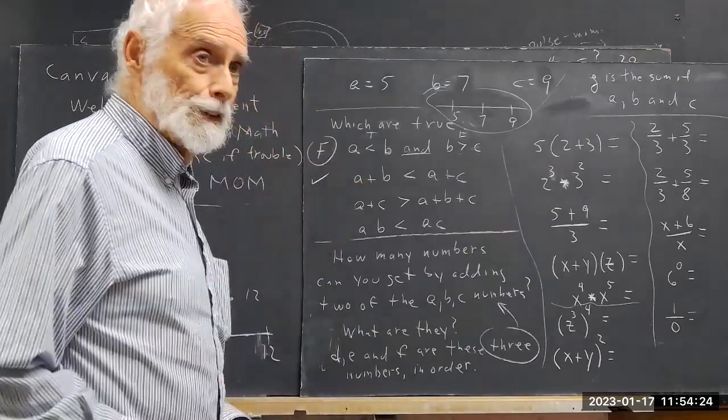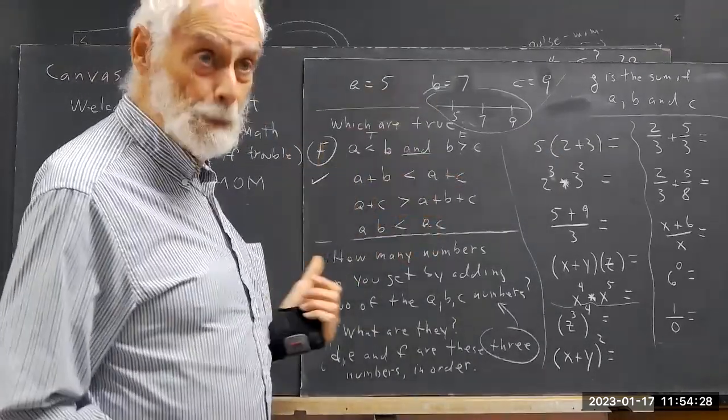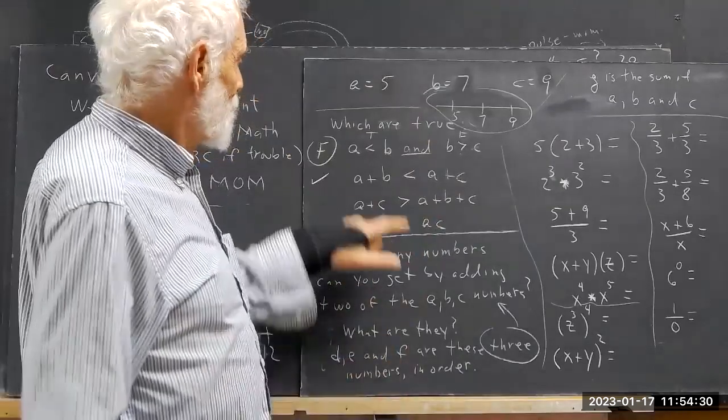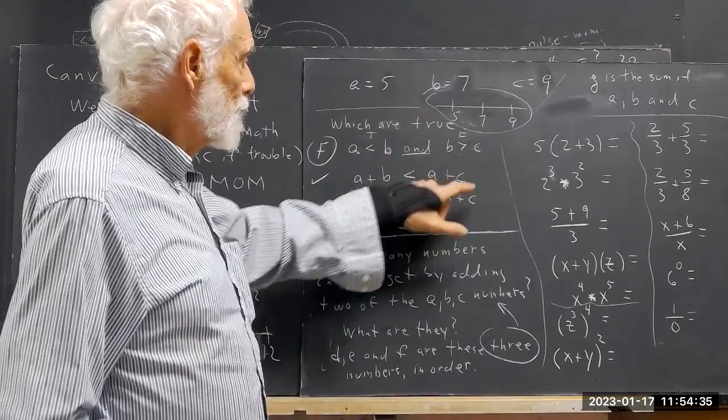Another way to say it is, well, I know that C is bigger than B. So if I add B to A, it's got to be less than what I get if I add C to A.